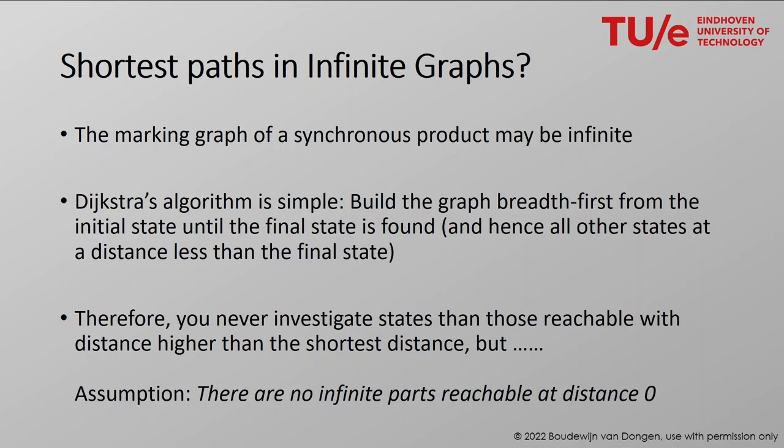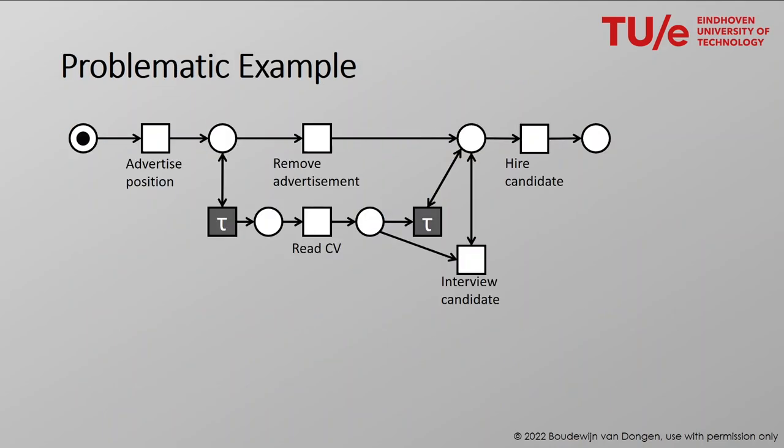I'm going to make one assumption here. That assumption can be lifted. It was done in the original thesis on alignments, but it makes the story far more complicated. So let's assume that we do not have infinite parts reachable at distance zero. What does that mean? Well, this is a very simple example that actually has the problem.